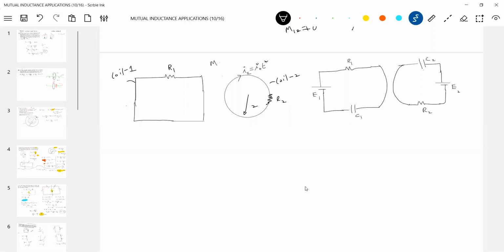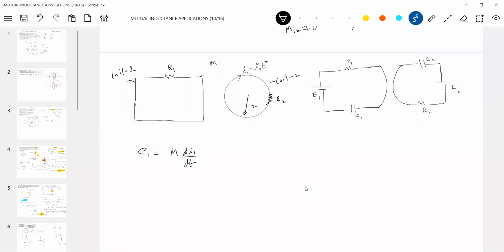There is no source of EMF for coil 1, and I'll pass a variable current in coil 2. Because of the variable current, the flux generated by coil 2 will link coil 1. Will there be any EMF induced in this? Yes, according to the formula, E1 should be equal to M di2 by dt.